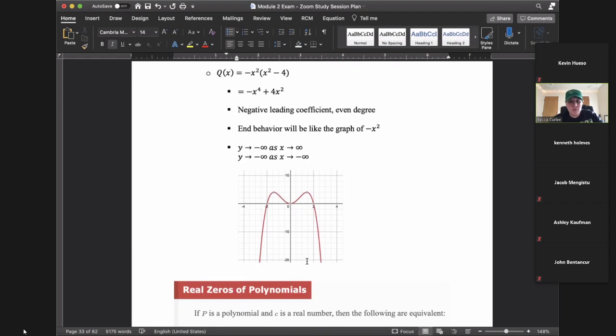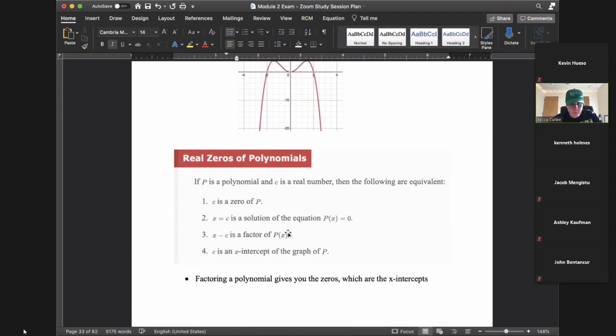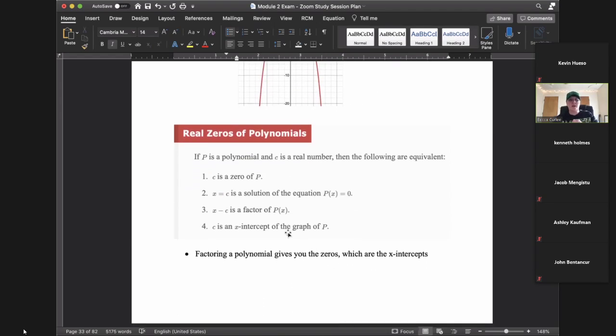So it just helps with remembering end behaviors. All right, moving on to real zeros of polynomials.